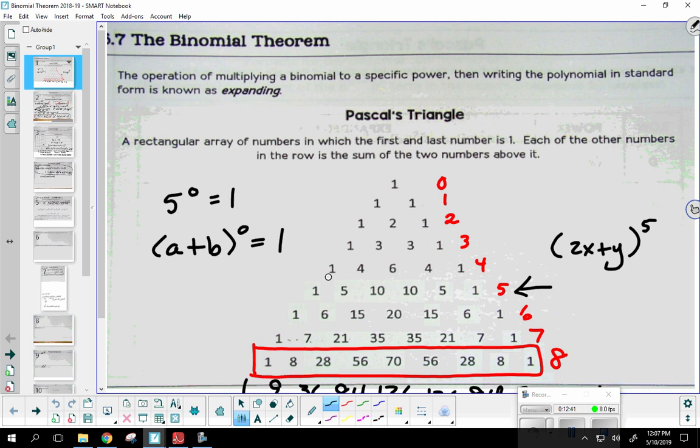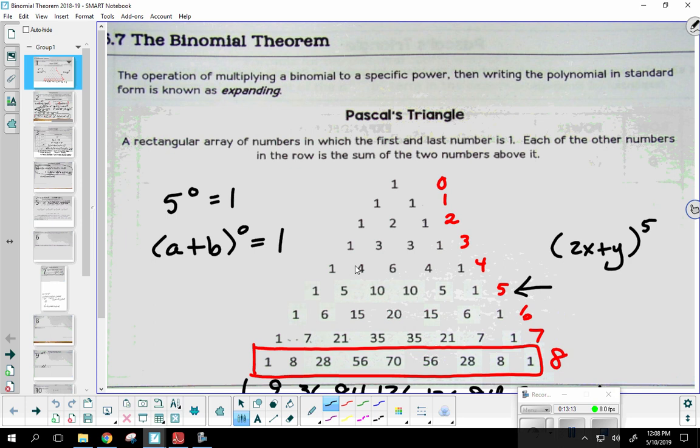So the first number, the 1, always drops. Like 1 plus 3 is 4, 3 plus 3 is 6, 3 plus 1 is 4, and then the 1 drops. And then you just continually build off of itself. Now, when you're counting the number of rows, you always have to start with 0, and then 1, 2, 3, and so on. The power you're raising your binomial to is going to be the row number that you look at.